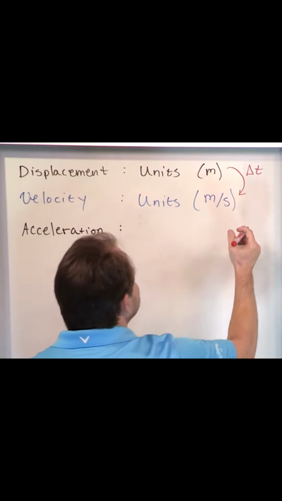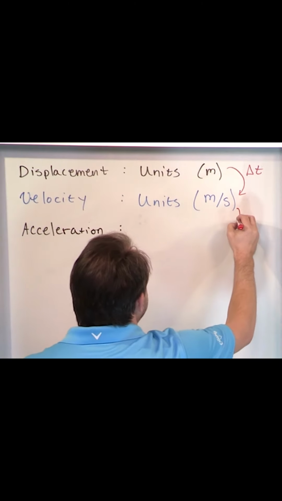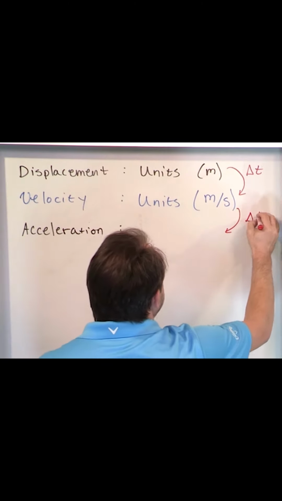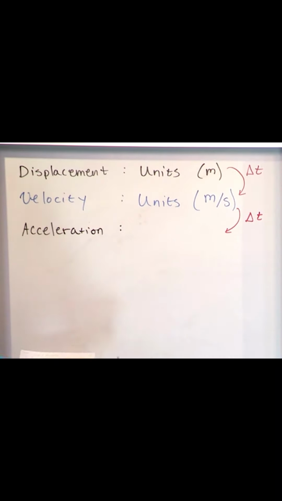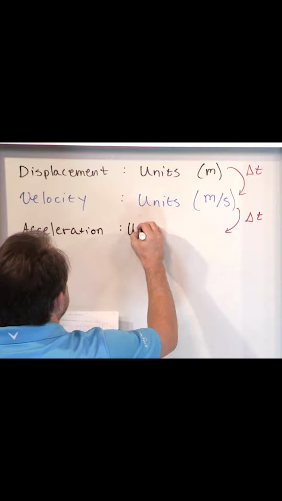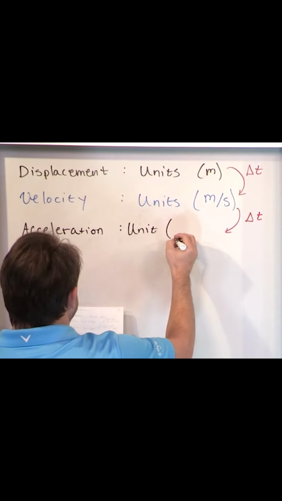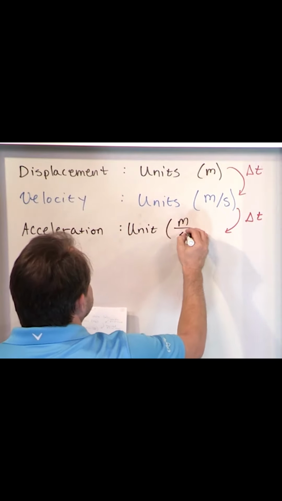So what we're going to do next is we're going to look at the velocity, and we're going to say, how does it change with respect to time? How does the velocity change with time, right? And that is what we call acceleration. And the unit of acceleration is meters per second squared.